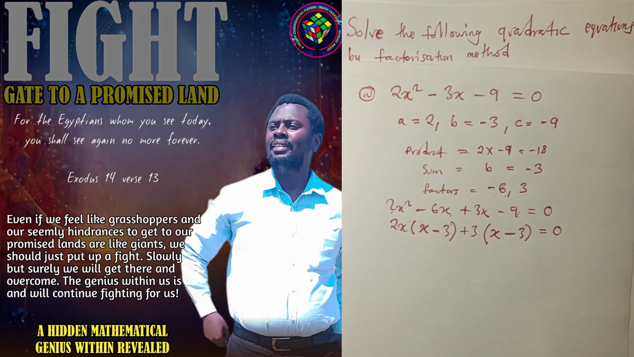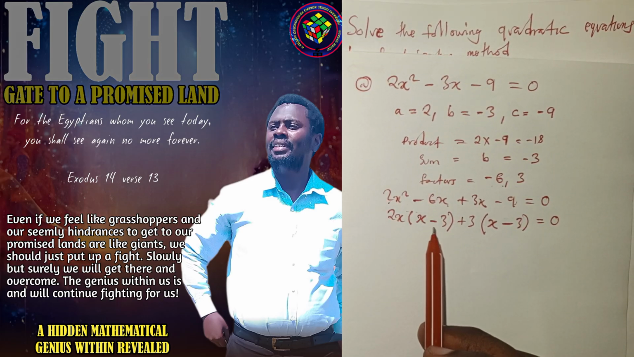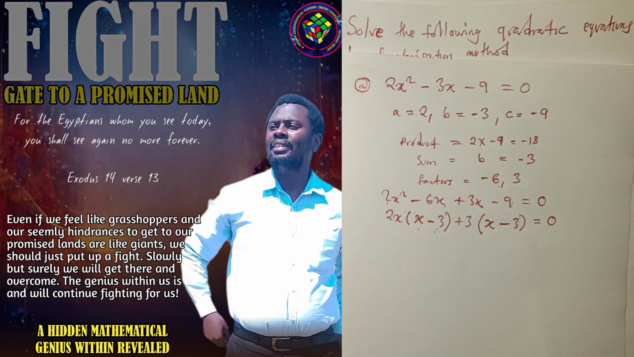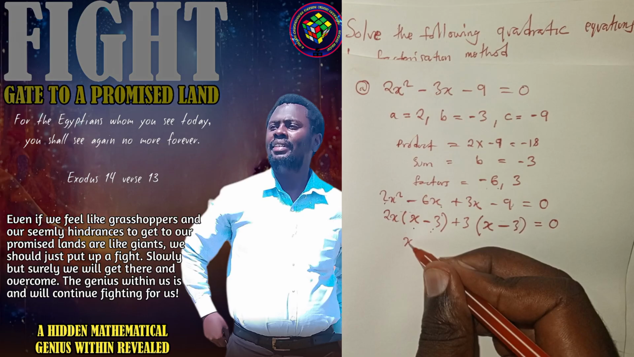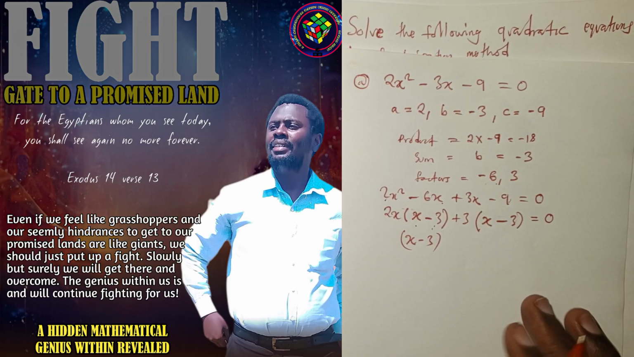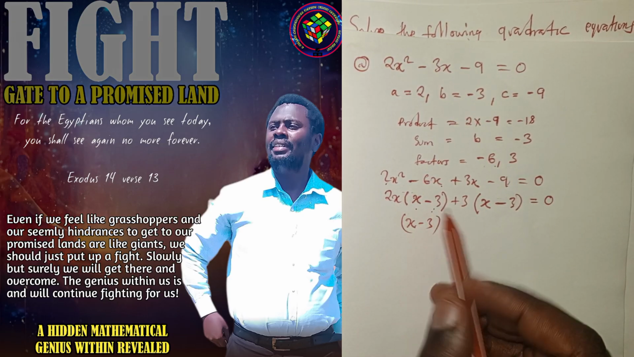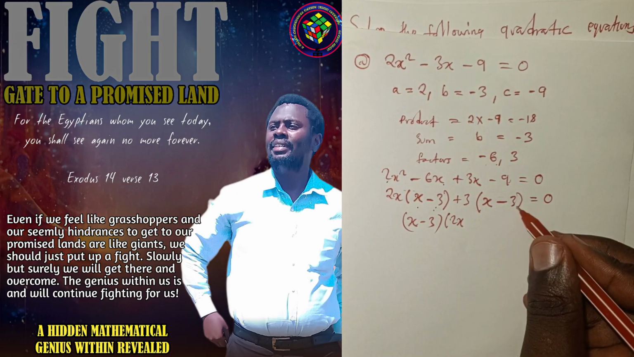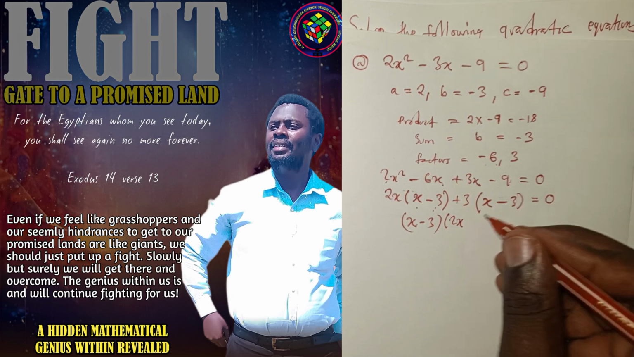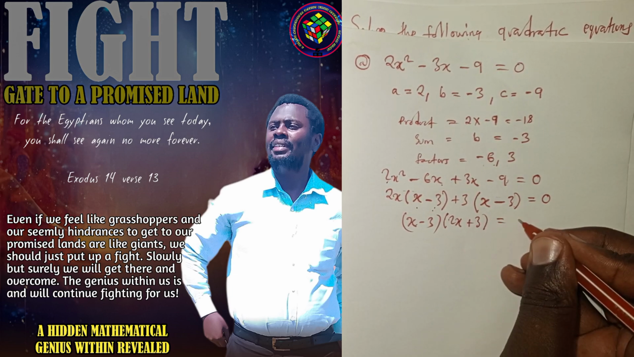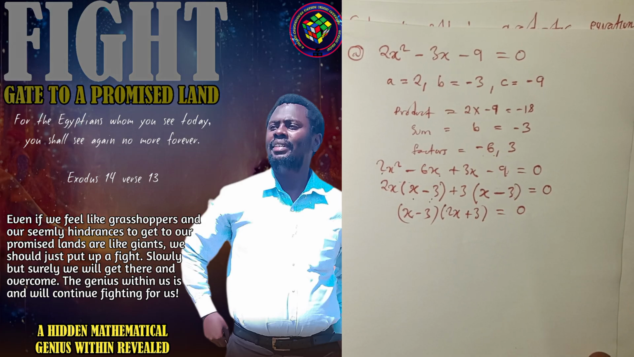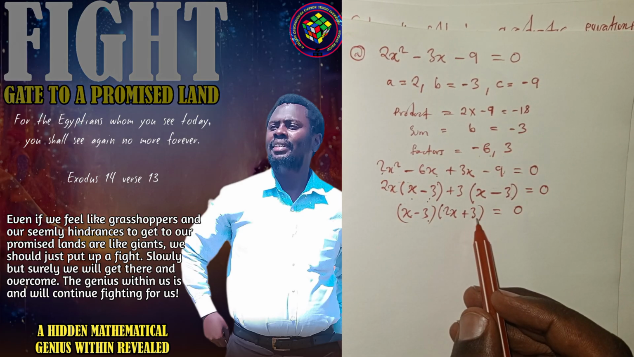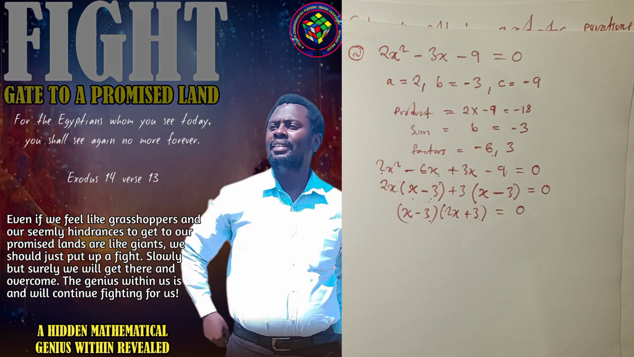Then we can see that here we have a common factor of x minus 3. There is x minus 3 here and x minus 3 there. So we divide out x minus 3. When we divide out x minus 3 here, you remain with 2x. You divide out x minus 3 here, you remain with what? Plus 3. And this is equal to 0. Okay, so we have the product of x minus 3 and 2x plus 3 is equal to 0.